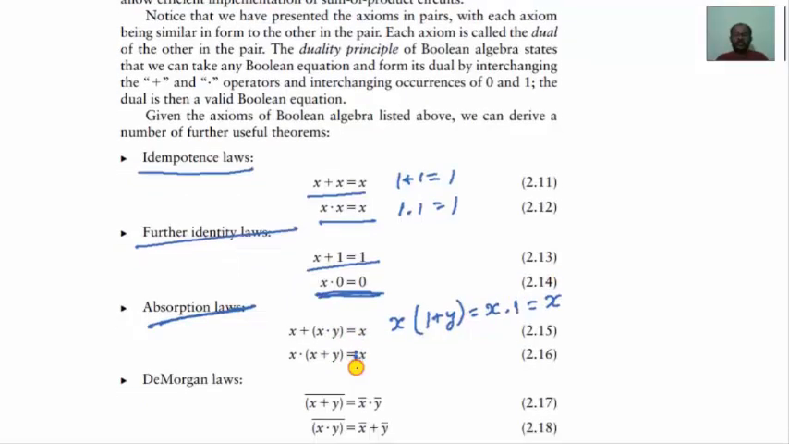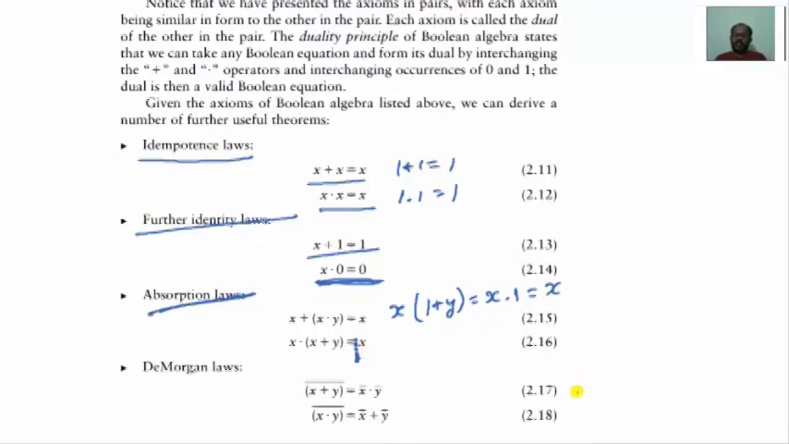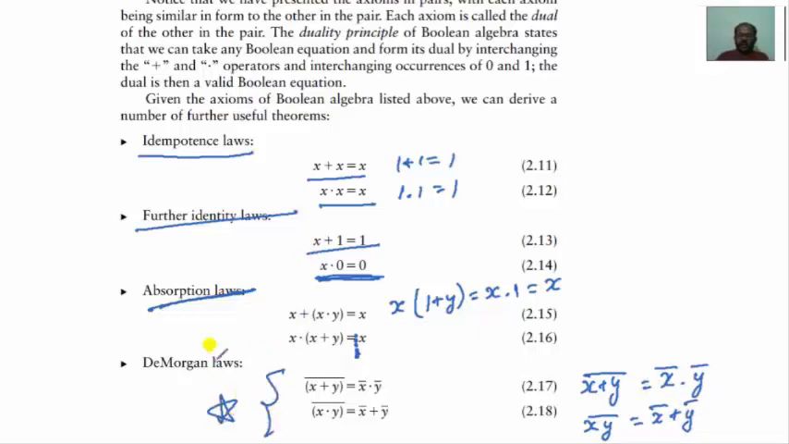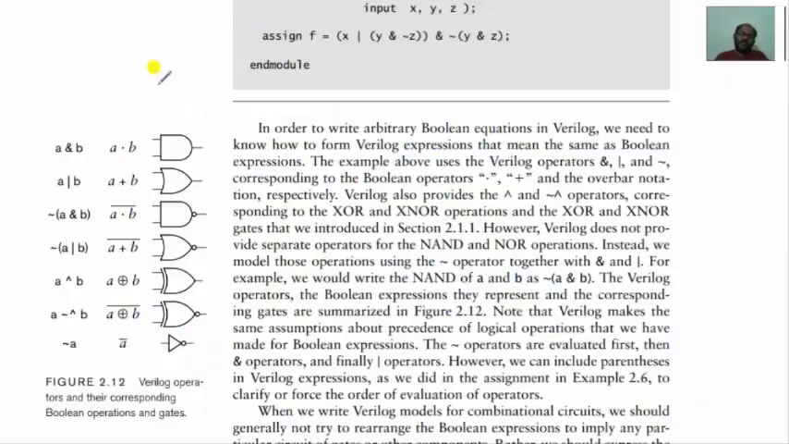Next is De Morgan's law. De Morgan's law is very important. What it says is (x plus y) the whole bar equals x bar into y bar. This is one law. One more law is (x into y) the whole bar equals x bar plus y bar. These are the two laws of De Morgan's law. Please go through it. These things you have to remember.